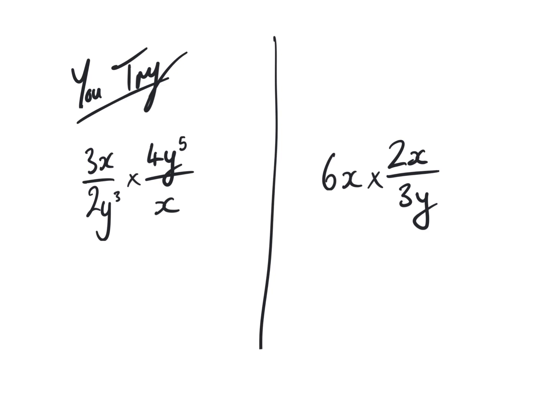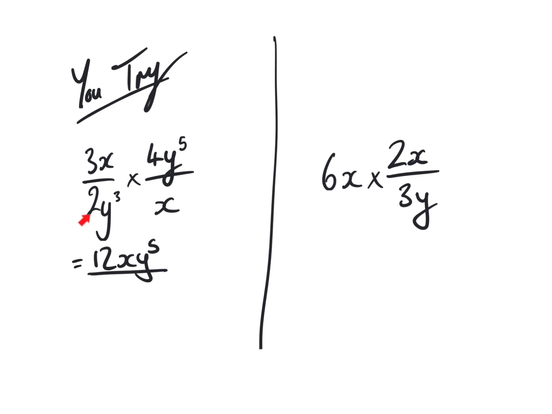Right, let's look at the first one here. Remember, it's just a case of top times top and bottom times bottom. So top times top, 3 times 4 first, that's going to give me 12, and then x times y to the 5 will just give me x y to the 5. Dead straightforward.